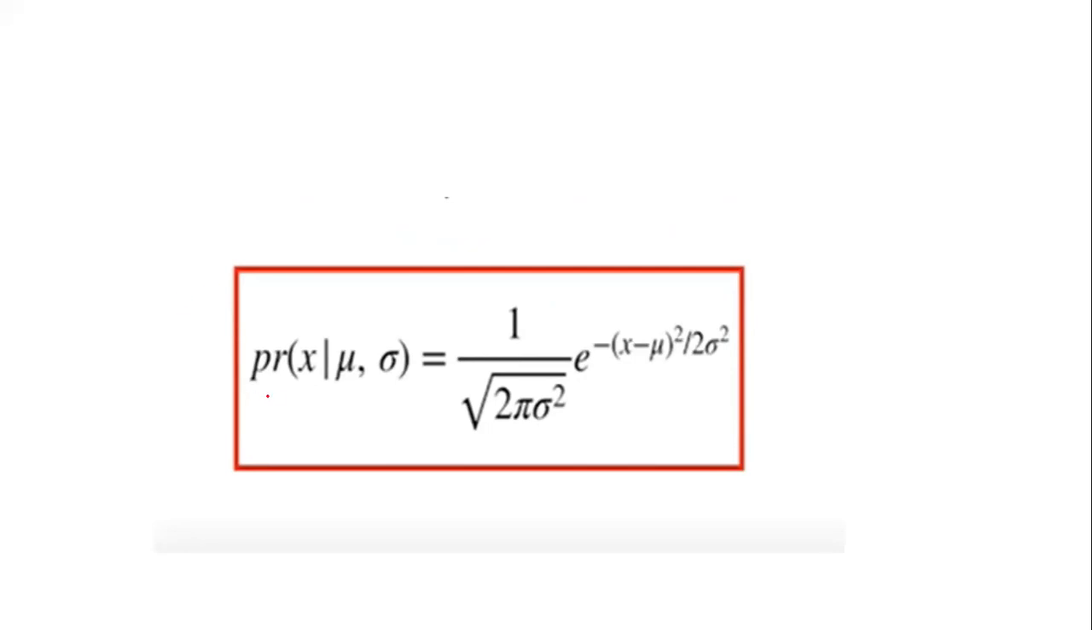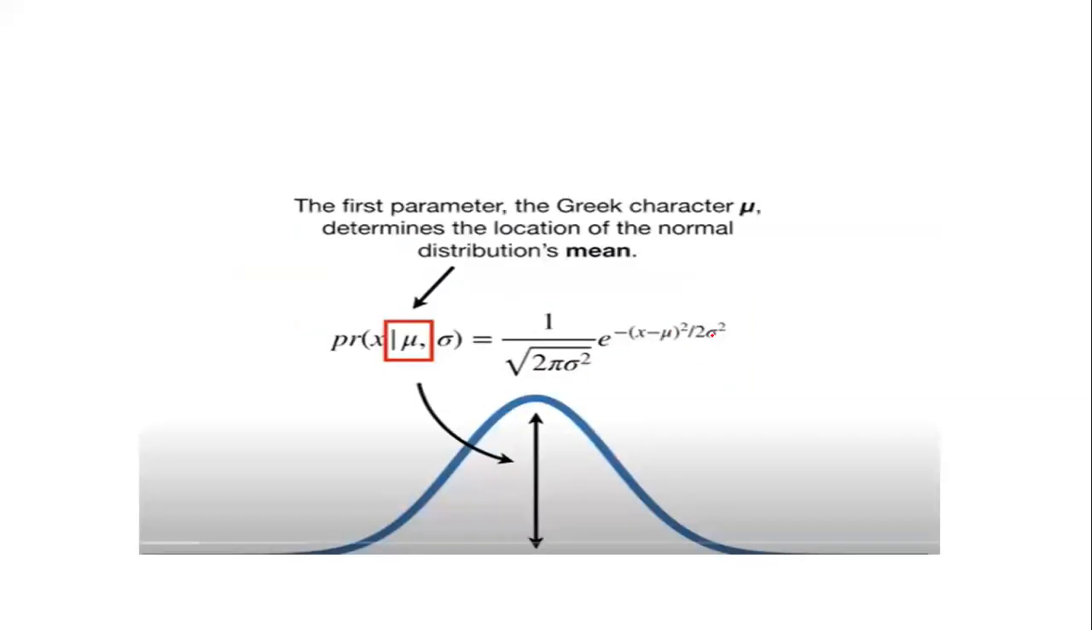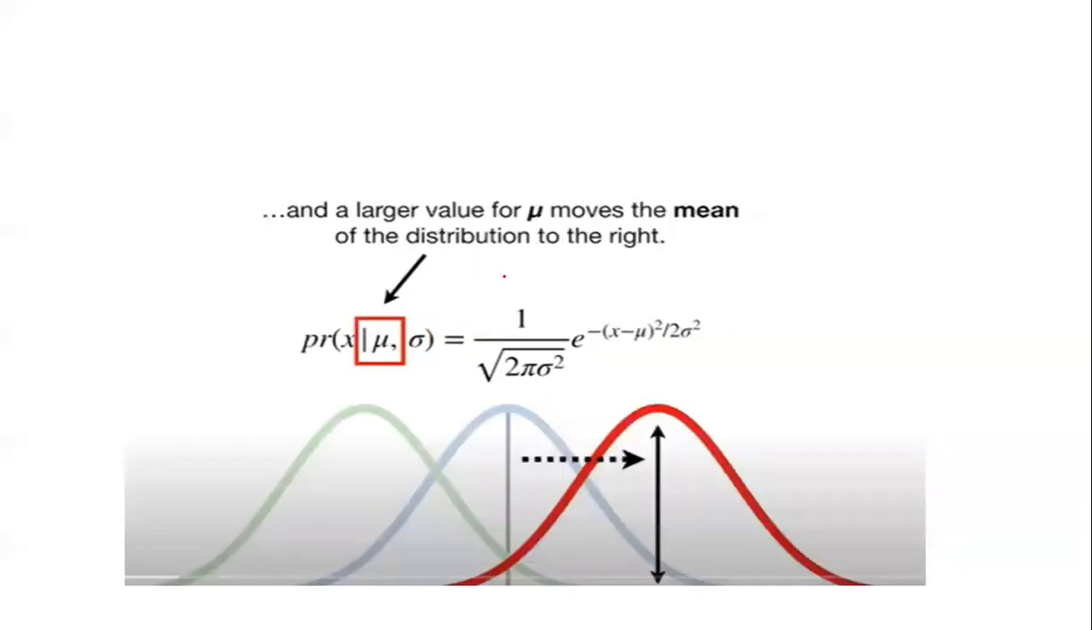The normal distribution is represented by this equation: probability of x given the mean mu and the standard deviation sigma is equal to 1 by square root of 2 pi sigma squared, e to the power of minus (x minus mu) square divided by 2 sigma square. Here the Greek letter mu represents the mean of the normal distribution. A normal curve is something like this. I think you are aware of that. This is how a normal distribution curve looks like.